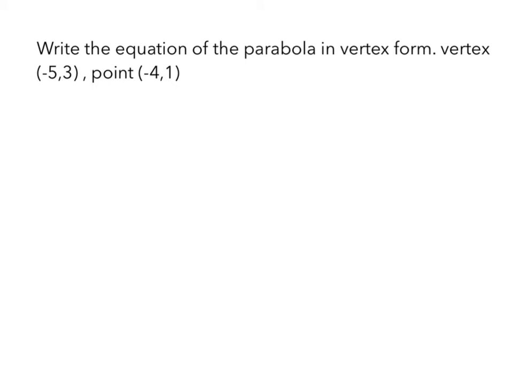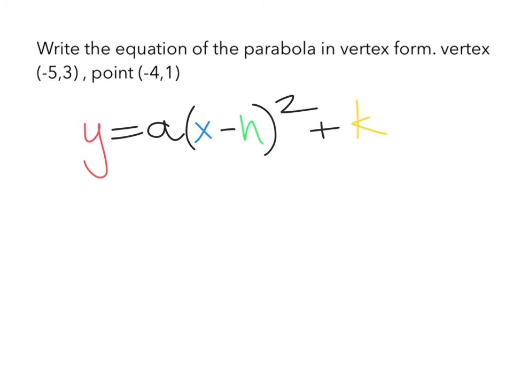All right, this one we've got to do that algebra because we got to find our A. So we start off with the equation in vertex form. So there's my equation in vertex form. Now I need to label each of my points. So I know my vertex is negative 5, 3, and it tells me that right here, vertex negative 5, 3. So my H is my negative 5, and my K is my 3. My X is a negative 4, and my Y is 1. So I got to plug all of those in.